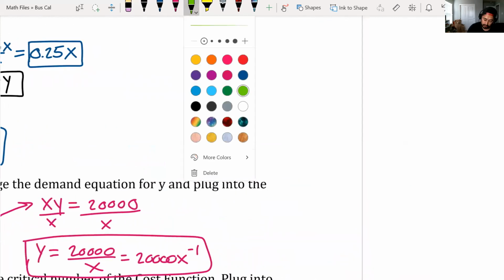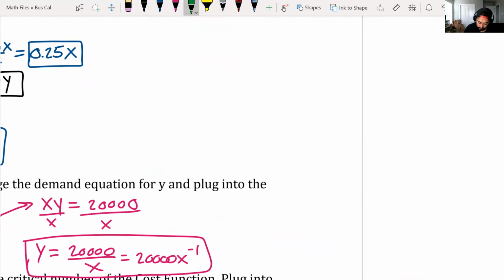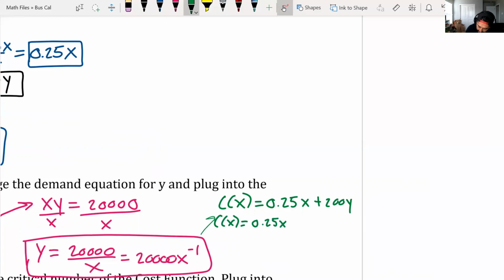So we're going to have C of x equals 0.25x plus 200y. We plug this in for y, and you'll have C of x equals 0.25x plus 200 times 20,000 x to the negative 1.